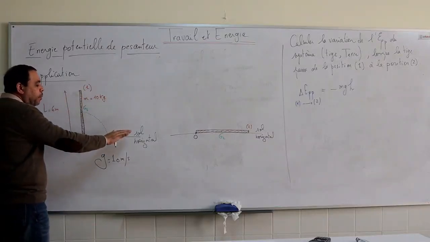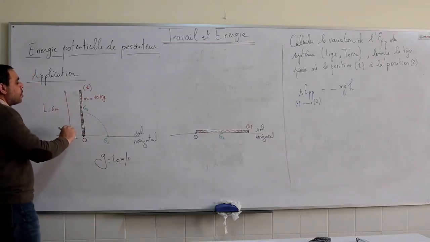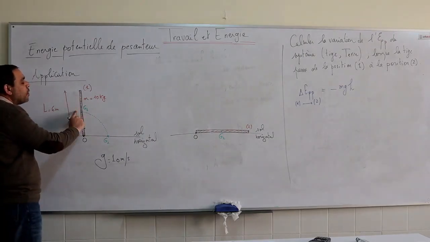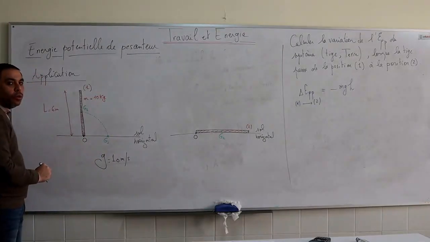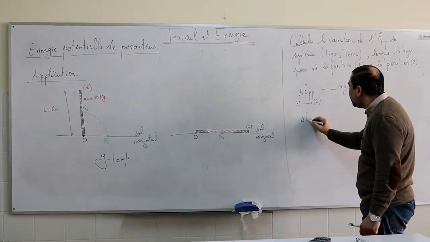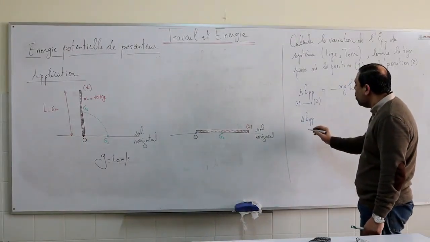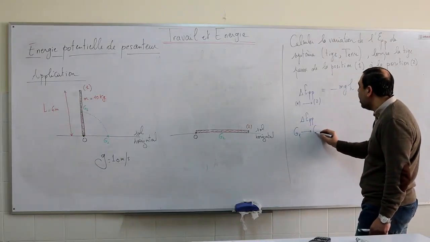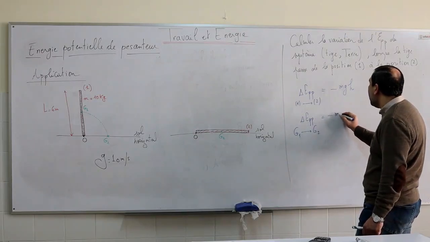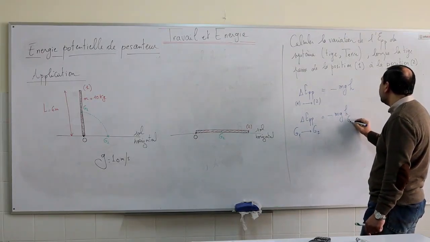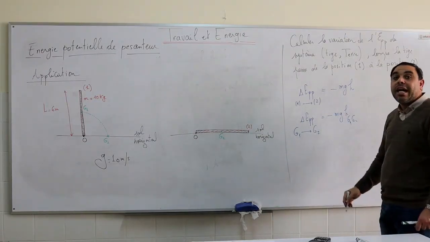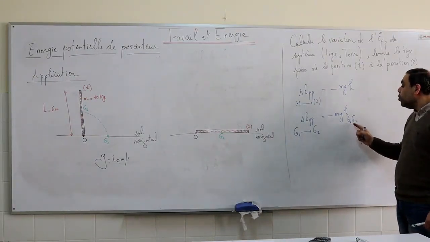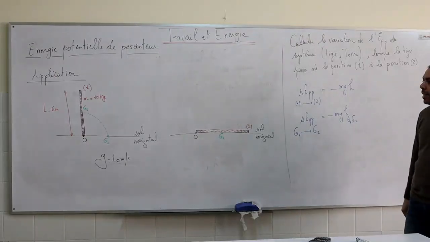Then upon moving from position 1 to position 2, the center of gravity of the rod passes from position 1 to position 2. The variation of the gravitational potential energy when the center of gravity of the rod passes from position 1 to position 2 is equal to minus mgh_G1G2, which is the height between the two positions of the center of gravity.